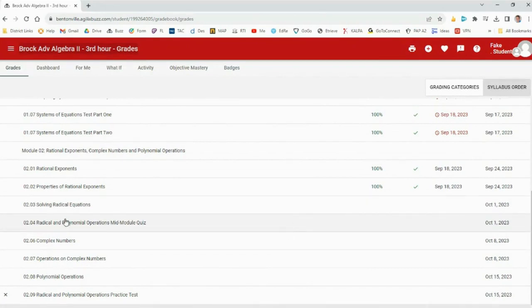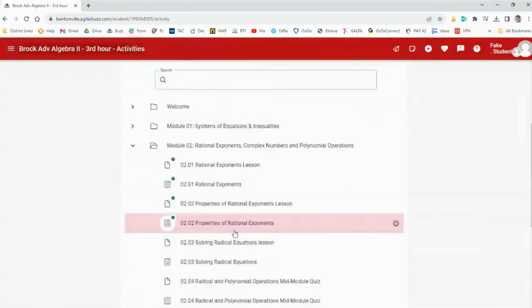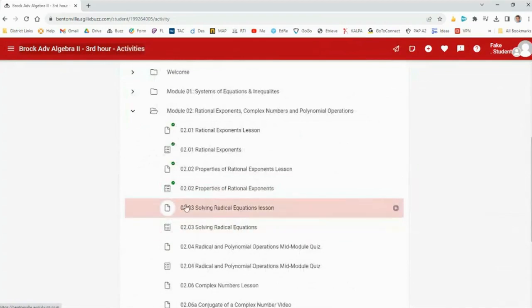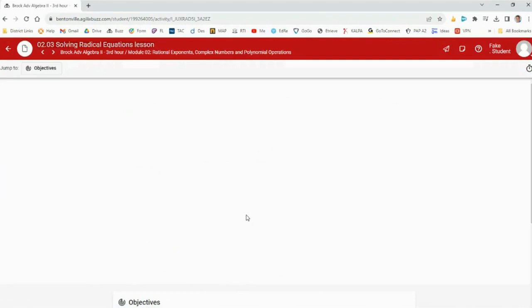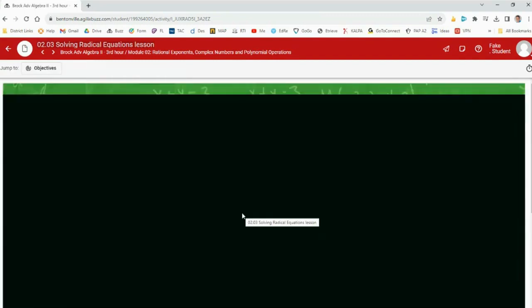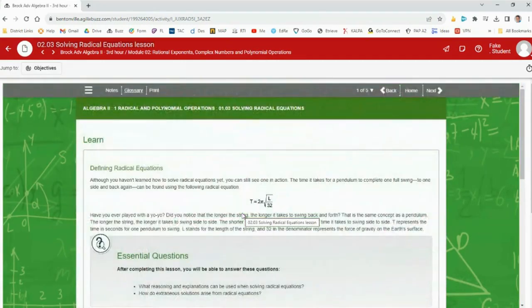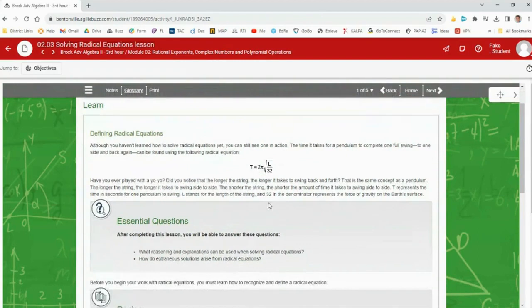All right, let's look at 2.03. Go back to the activity screen. Module 3, solving radical equations lesson. Eventually. In addition to going out, it's loading slow today too. Okay, defining radical equations.